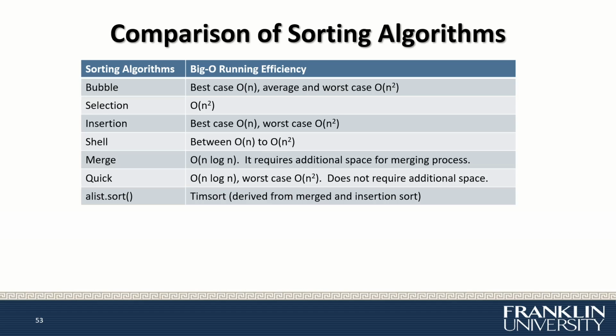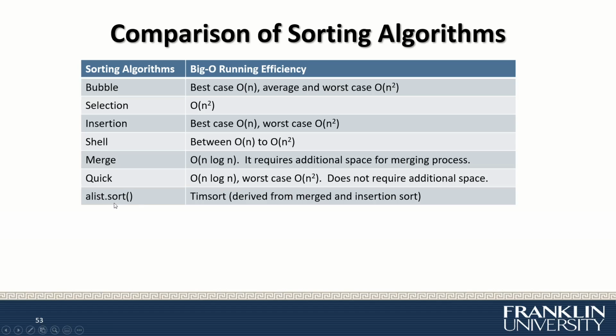Here's a quick comparison. Bubble sort, best case O(n) if the list is sorted. Worst case n squared. Selection is n squared. Insertion, best case is O(n) when there's no change. Worst case n squared. Shell would be somewhere between O(n) and n squared, linear to quadratic, depending on the data. Merge is n log n. It requires additional space for the merging process. Quick is n log n, but the worst case could be n squared, and it does not require additional space.